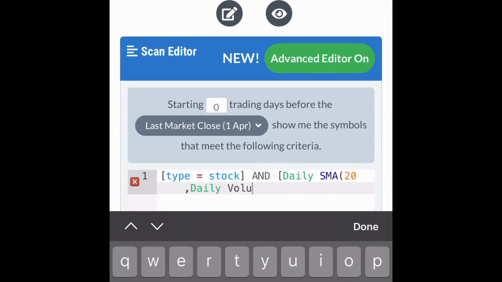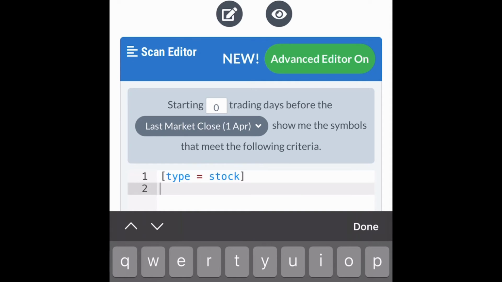So we're going to go ahead and start with the type as stock, as always. But we want to compare yesterday's to today's. We want to make sure that whatever the triple top breakout was for yesterday, it's been broken for today. So we want to see that the triple top breakout from yesterday is false and that the triple top breakout for today is true. So that's what we're going to be writing out.